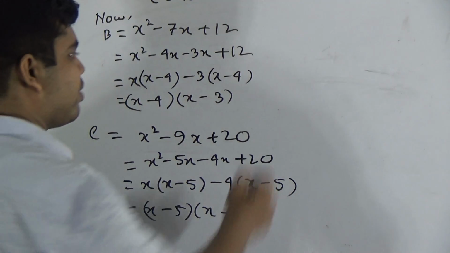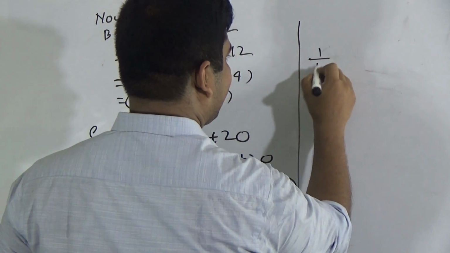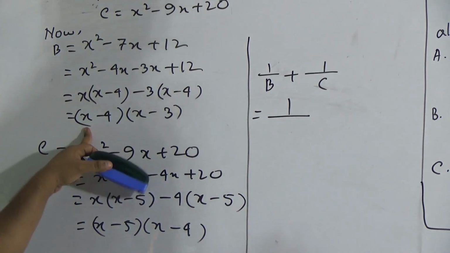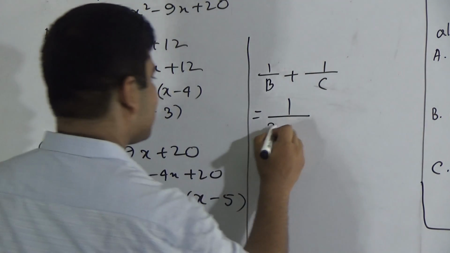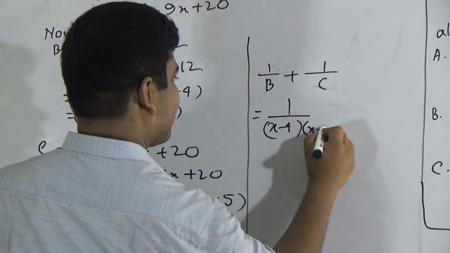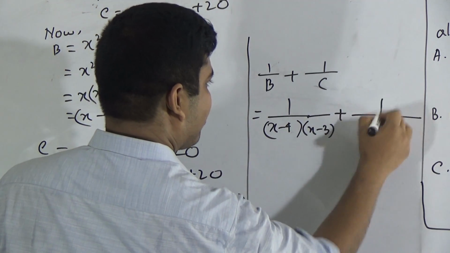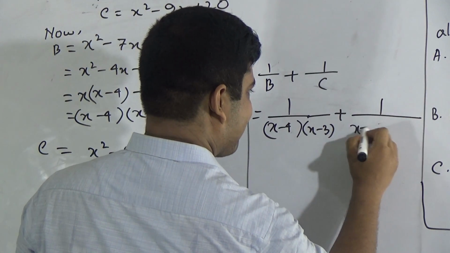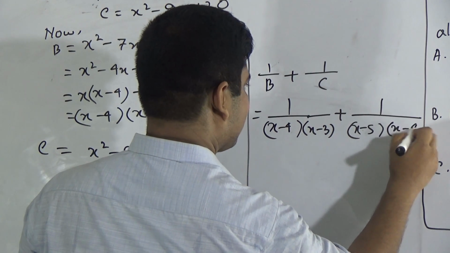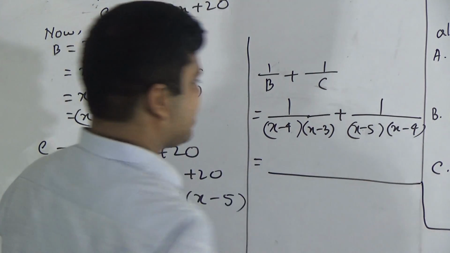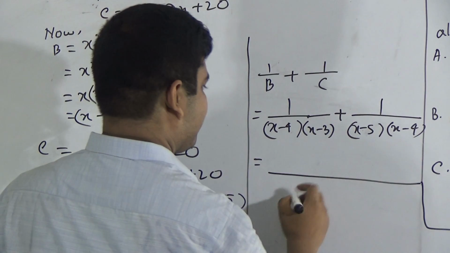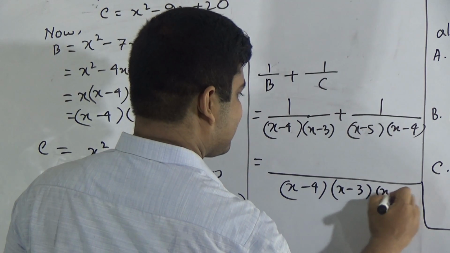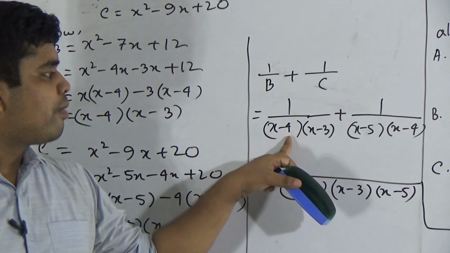So now my dear students, we do addition. That means 1 by b plus 1 by c. Here 1 by b means the value of b is x minus 4 into x minus 3. On the other hand, 1 by c value is x minus 5 into x minus 4. So we take the LCM first, common and uncommon terms both. That means x minus 4 common, we take this one, x minus 3 left and x minus 5 left. So this is the LCM of the denominators.